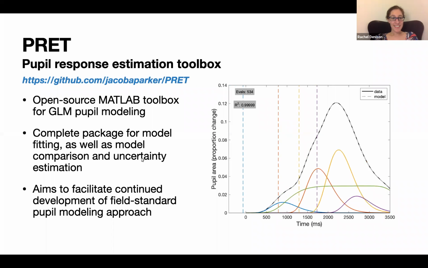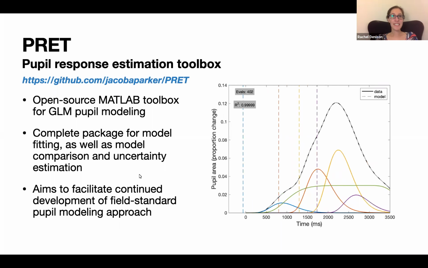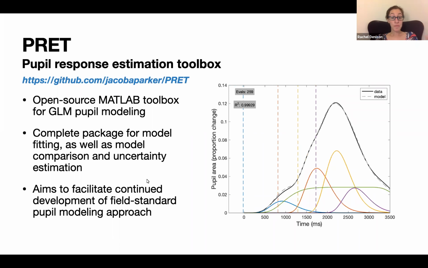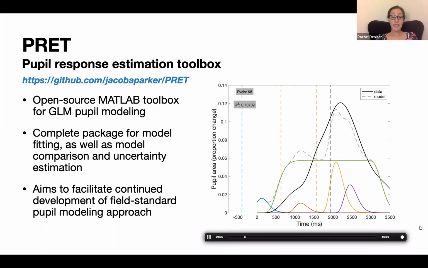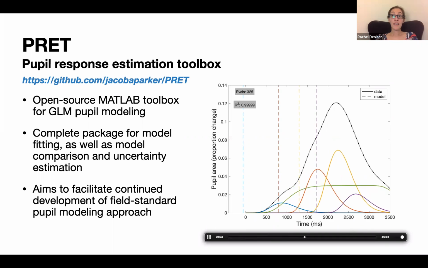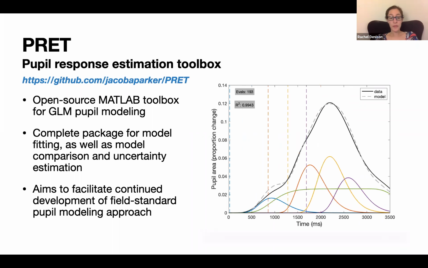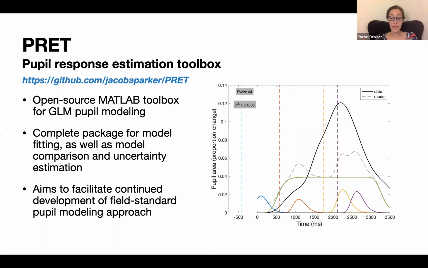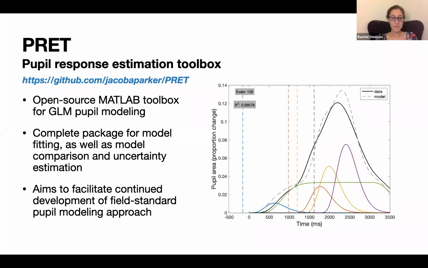This package is really aimed and intended to facilitate continued development of some field standard pupil modeling approach. And we've tried to make PRET accessible and user-friendly. So, even if you haven't worked with these modeling techniques before, you should be able to try them out on your own data. We hope pretty easily.